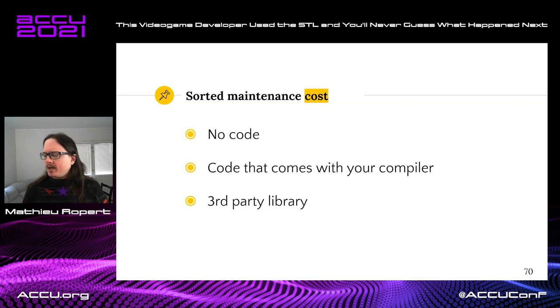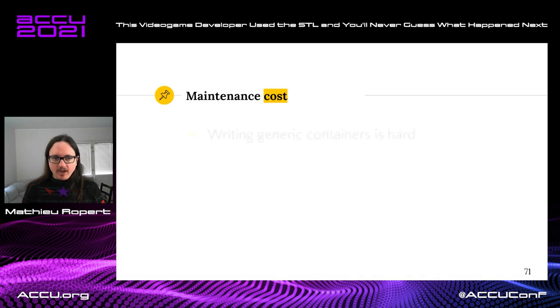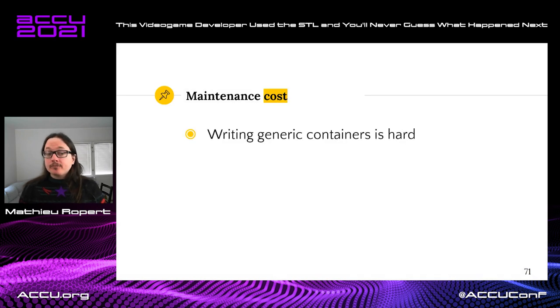You start getting into package management, which is one of my favorite topics, but also a complex topic. And I know that the C++ community still is not entirely ready for it. So there is a cost there. And then finally, you have an in-house library, which is definitely the most costly of the four, by far. Because turns out writing a generic container is actually hard. It might look easy at first.